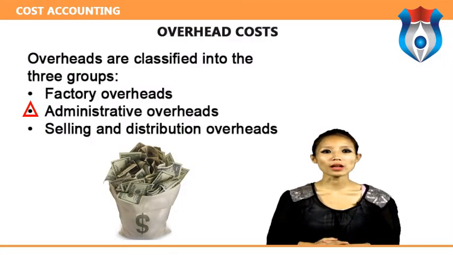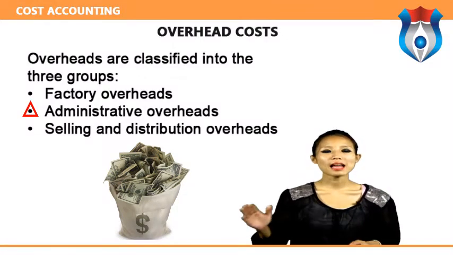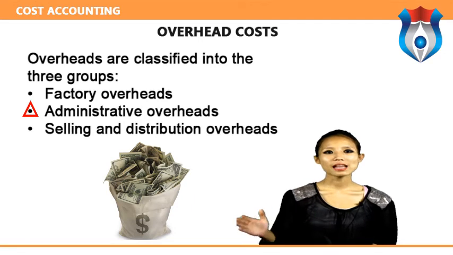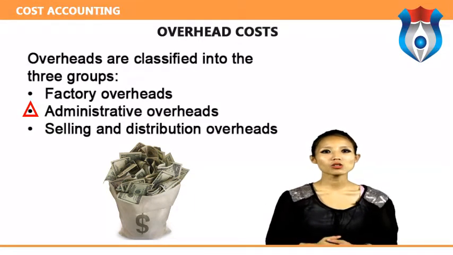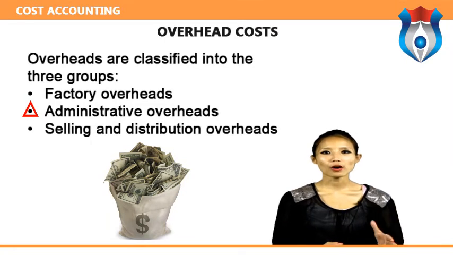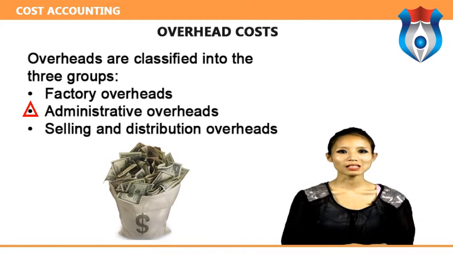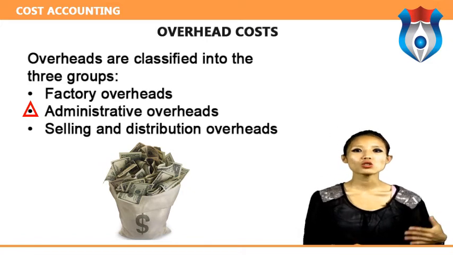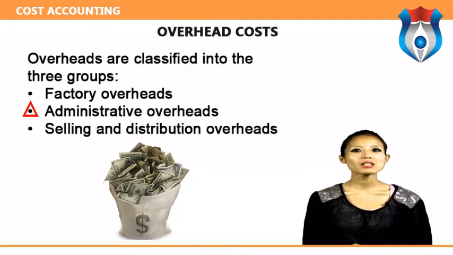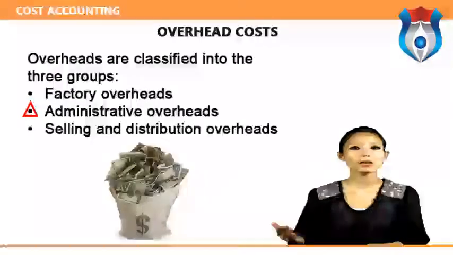The fixed administrative overheads include rent and rates on office buildings, salaries to clerical staff, salaries to executives, salaries to managing director and directors, legal charges, audit fees, etc. The variable expenses may include items like stationery, postage, telephone charges, etc. Lighting and heating expenses are more of a semi-variable nature.